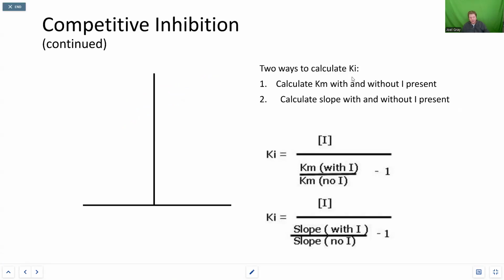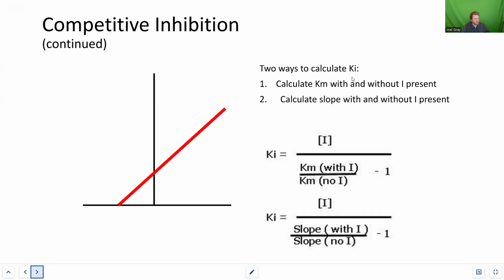Now, I'm not going to ask you to calculate Ki's. I want you to know what it is. And effectively what it gives you is a measure, or a kind of comparison, of how your kinetic parameters change with no inhibitor or with the inhibitor.